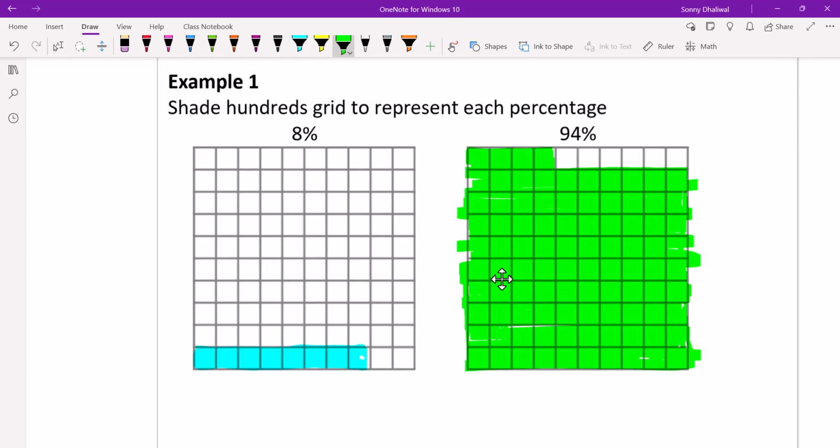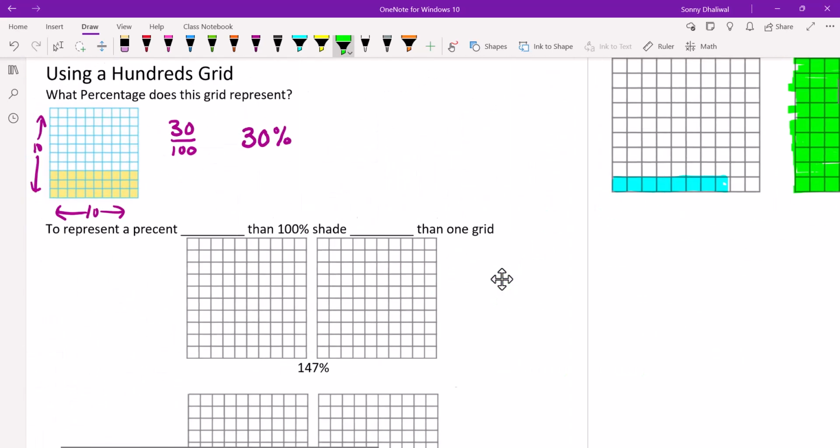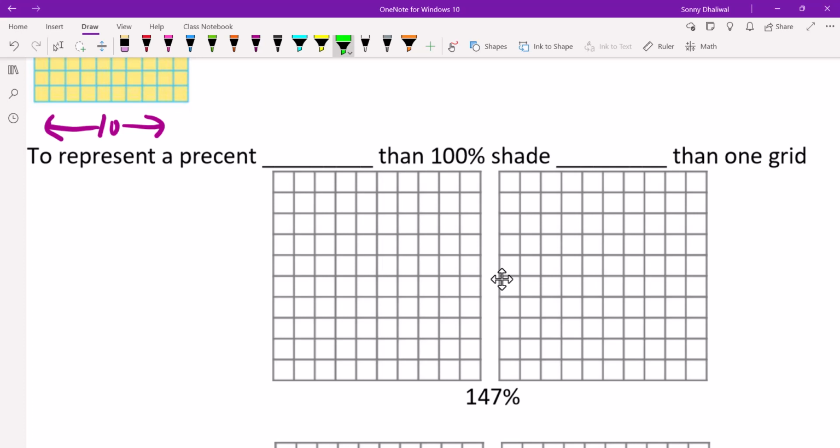Okay, so now you can have percents actually greater than 100. For example, if you have bonus marks. If you have a percentage greater than 100, there's only 100 boxes here. That would mean that we need to use, Max? Yeah, you have to use more than one. If your percentage is greater than 100, you just have to use more than one grid.